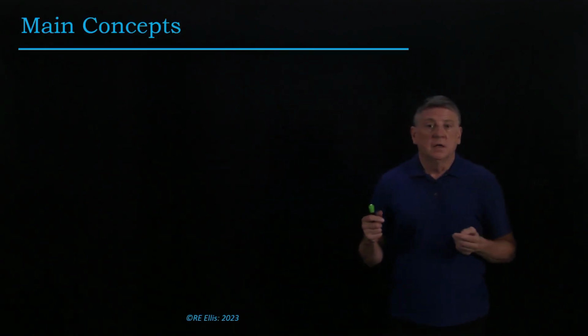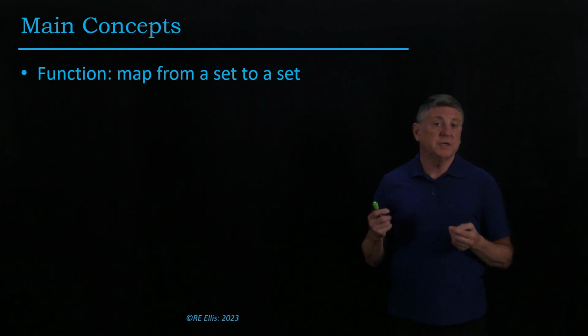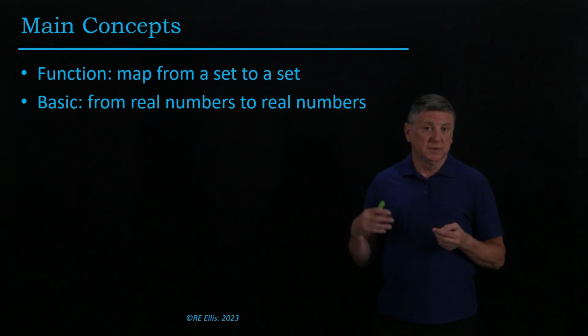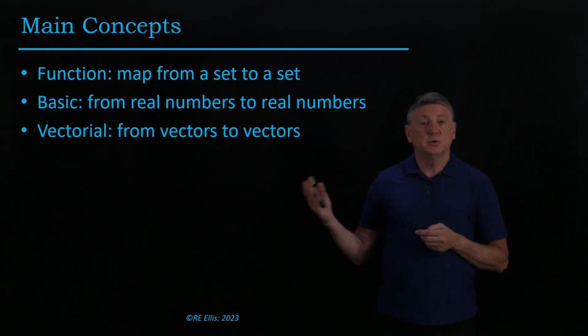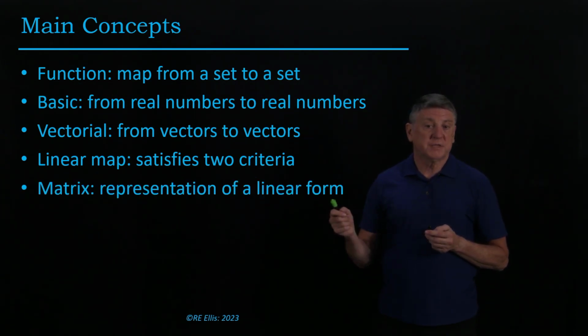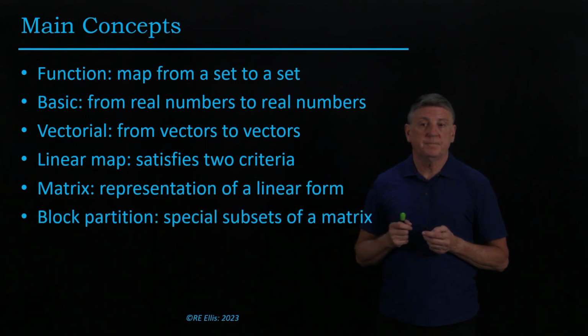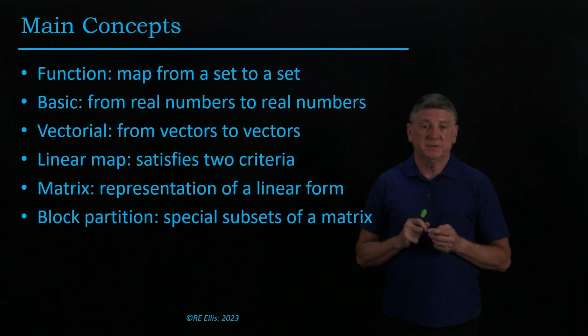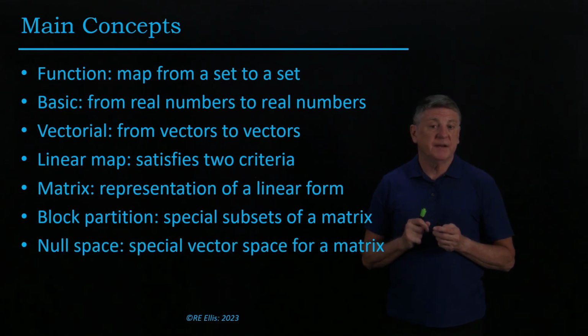In this session, we'll recall material for functions and specifically for linear maps. The main concepts for this session are: a function is a map from a set to a set. Basically, this is from real numbers to real numbers, and vectorially, this goes from vectors to vectors. A linear map satisfies two criteria that we'll recall. A matrix is a representation of a linear form or linear map. A block partition is a particular way of finding subsets of a matrix, and the null space is a vector space that's associated with a matrix.